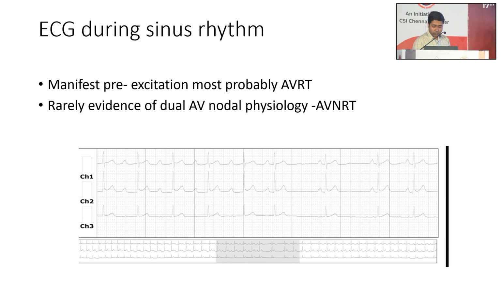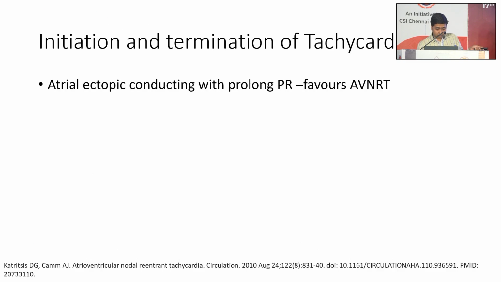So this is one Holter strip from one patient we did. If you see the initial part of this sinus rhythm, the PR interval is almost 360 milliseconds, and in the latter part the PR is suddenly shortened. So it shows that the conduction is shifting from the slow pathway to the fast pathway, showing a dual AV nodal physiology, and it suggests AVNRT.